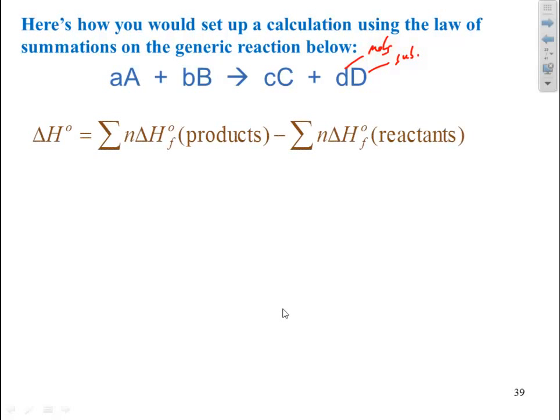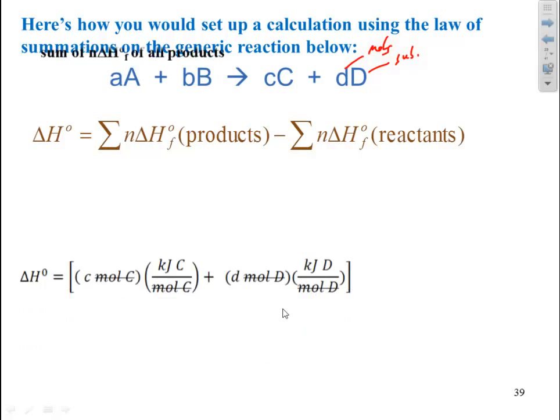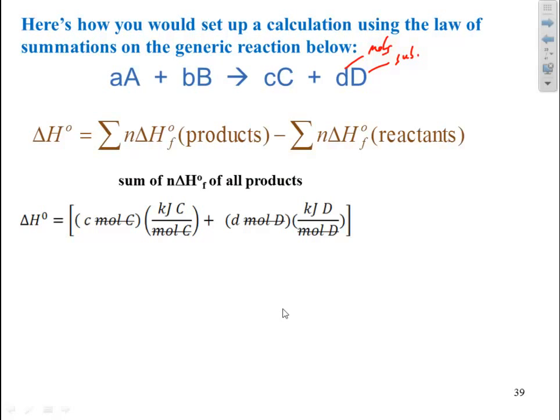So, delta H is equal to the summation of the delta HFs of your products minus the delta HFs of your reactants. So we will set this up. The summation of your products, which is on your right side: we're saying small c, moles of C, times your delta HF of C. So your moles cancel, and I'm left with kilojoules, which is a heat term.